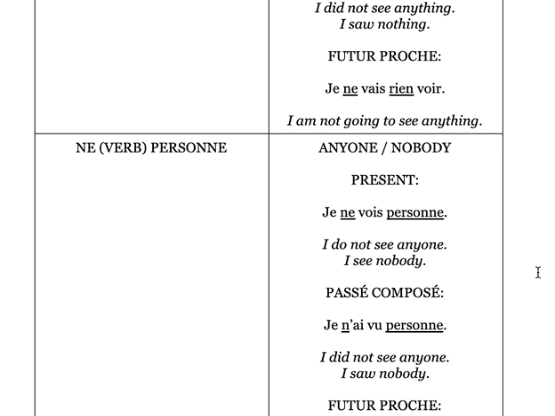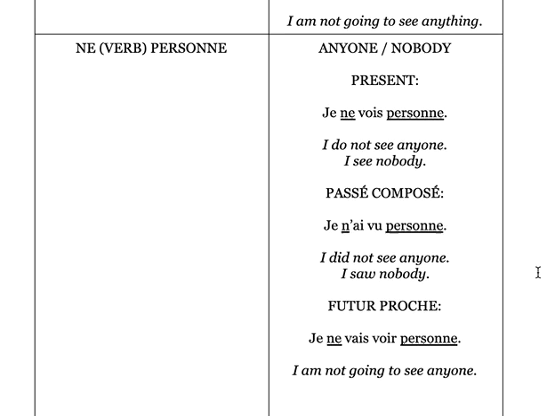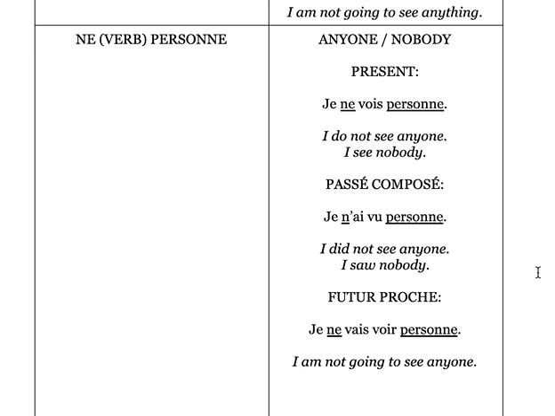Now, personne has two ways that you can use it in French. I'm going to start by showing you this one, where you put ne in front of the verb and personne after it. And it means anyone or nobody. So, je ne vois personne. I do not see anyone. You can also say, I see nobody. Okay? Passé composé. Watch this. Take note. You have to write this in on your lesson guide.